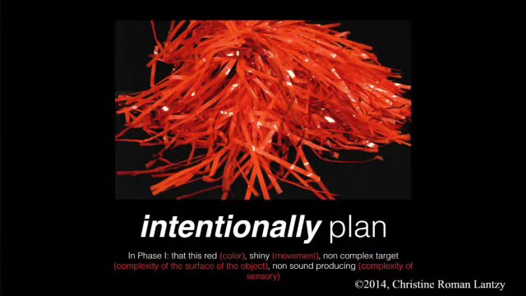So this slide shows a red pom-pom that's shiny, and it says that we should intentionally plan, and that is really the key word here, that it's all about our intentionality. In phase 1, you see this object is red, which is the characteristic of color. It is shiny, the characteristic of movement. It is a non-complex target, which has to do with complexity of the surface of the object. And it is non-noise producing. It is only a visual input, which addresses complexity of the sensory environment.